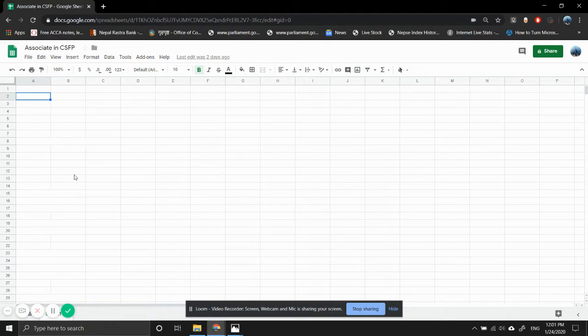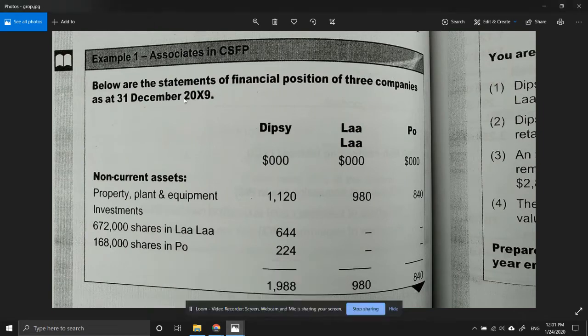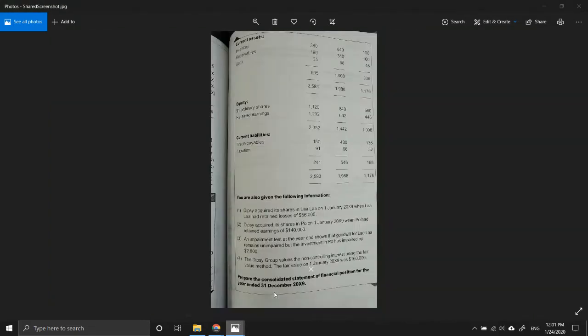So let's make our standard. I'll just show you the question as well so that it'll be easier for you. Example one, associate in CSFP. Below are the financial statements of three companies. Non-current assets have been given, and after that we've been given the current assets, equity, liabilities, and then our additional information has also been given. We need to prepare the consolidated statement of financial position.